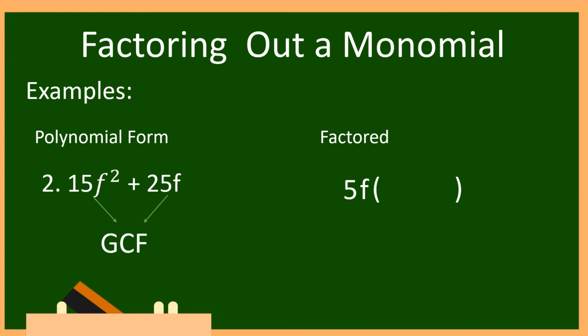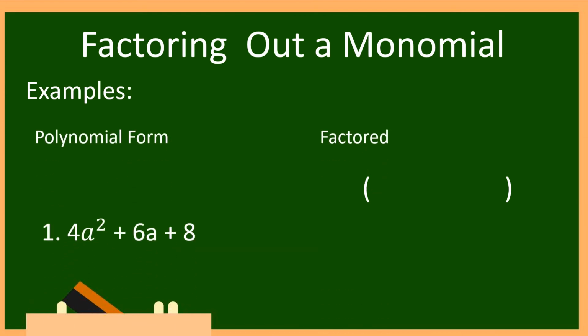Then, we need to do the same process as example number 1. We need to divide 15f squared by 5f. Therefore, 15f squared divided by 5f, that is 3f. Next, positive 25f divided by 5f, that is positive 5. Therefore, the final answer is 5f times the quantity of 3f plus 5.